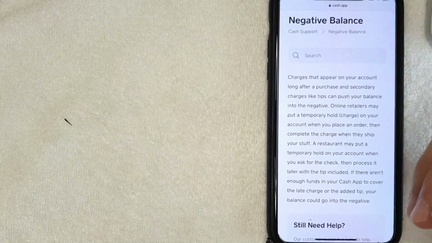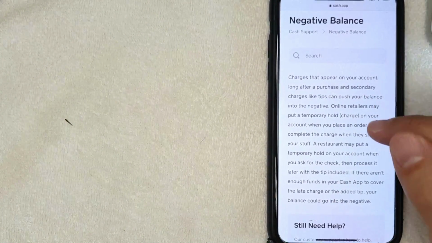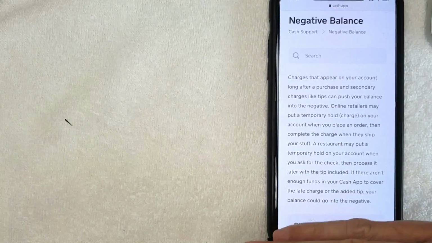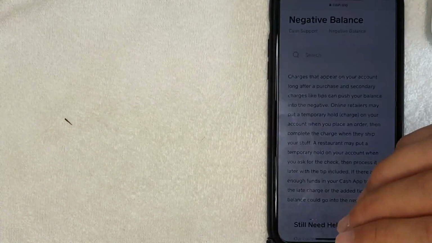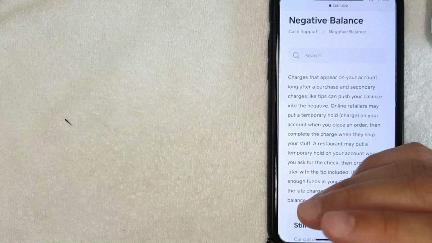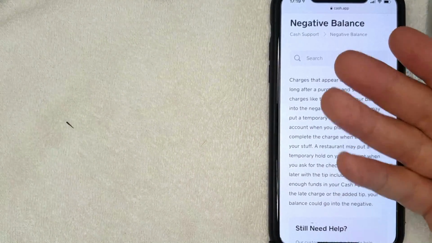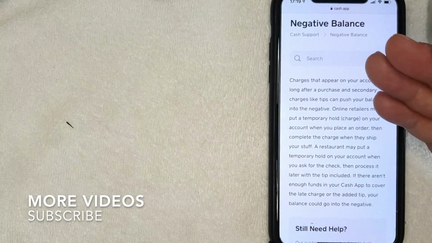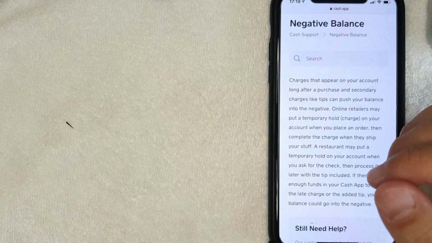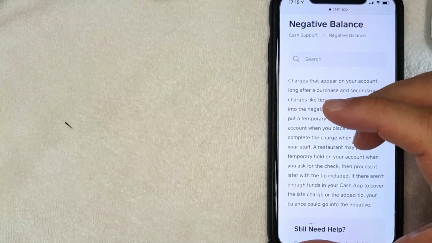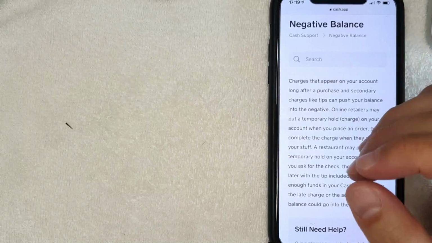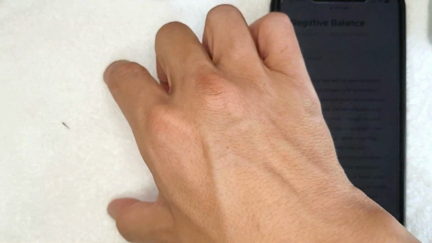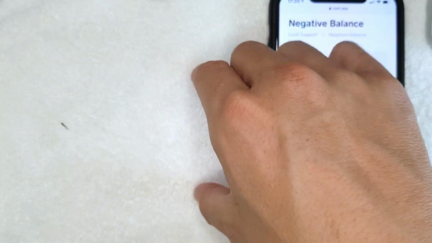So the most common reason why your Cash App can be in a negative balance is that charges can appear on your account long after the purchase, and secondary charges like tips can push your balance into the negative. And what does that mean? Well, basically, if you go to, let's say, a restaurant like Pizza Hut, and the pizza is $25 and you have $25 on your Cash App, a lot of times you'll give a tip to the pizza person, but when they swipe the card, a lot of times the restaurant will just swipe it for the $25. But let's say you give a $5 tip to the delivery person. What's going to happen is it's going to be approved, because the pizza was $25 and you have $25 in your Cash App, so it goes through.